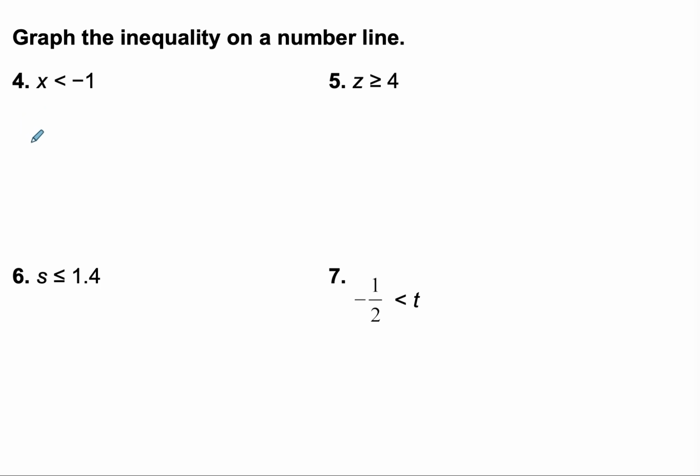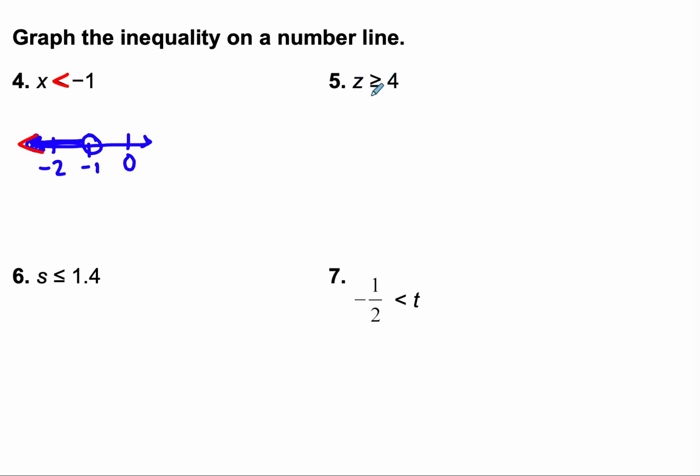So for number 4, x is less than negative 1. You need at least 3 numbers on your number line. Negative 2, negative 1. Whoops, I said negative 1 and I wrote 0. Let's try that again. Negative 2, negative 1, 0. Open circle on the negative 1. Shaded over to the left. If your variable comes first, the arrow points the way you're shading. Same thing. Only if the variable comes first.